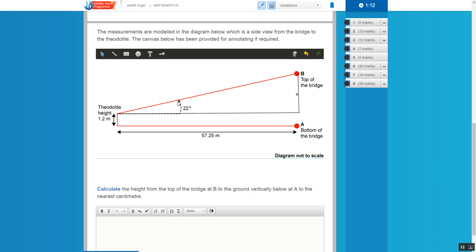This is the hypotenuse. This side is opposite the angle, given the adjacent. So we know the opposite and adjacent, so we are going to use tan. So tan 22 is equal to opposite, which is x over 57.25. So x is equal to 57.25 times tan 22, which you can put straight in the calculator.